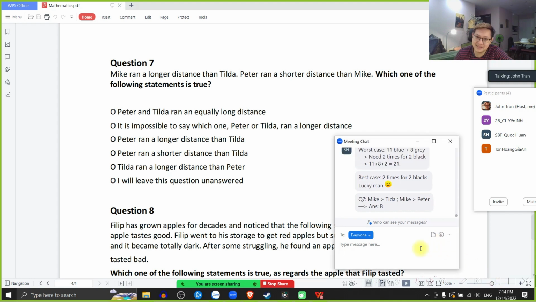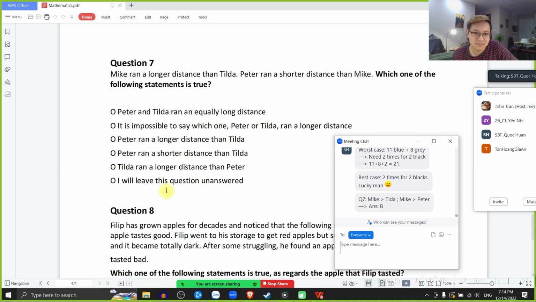You said B is the right answer. Yeah, we don't have enough information to conclude. It's impossible to say which one. There's not enough information to conclude.